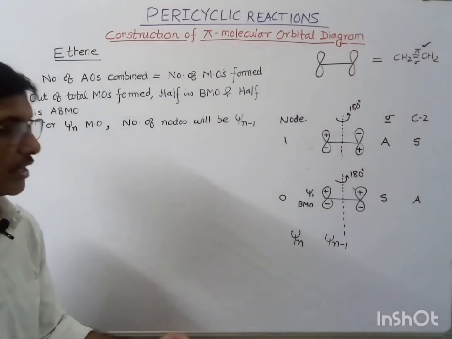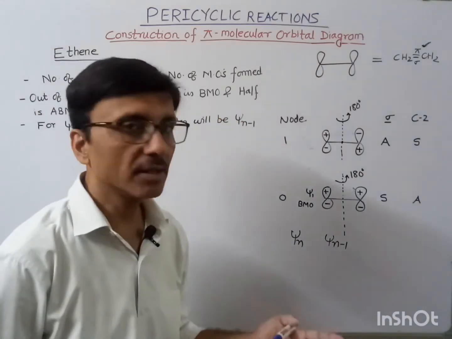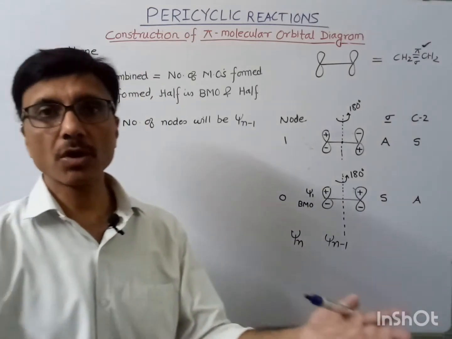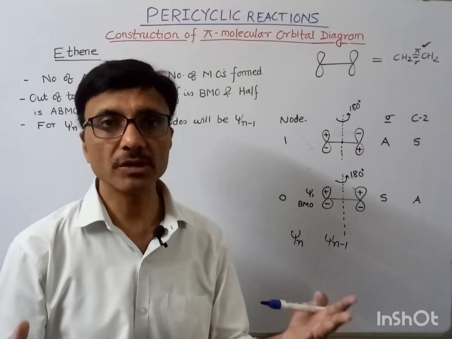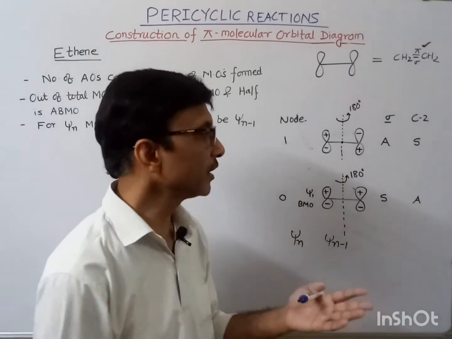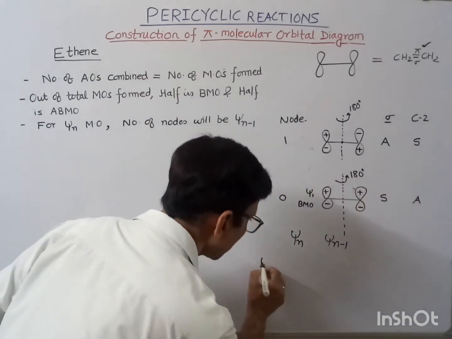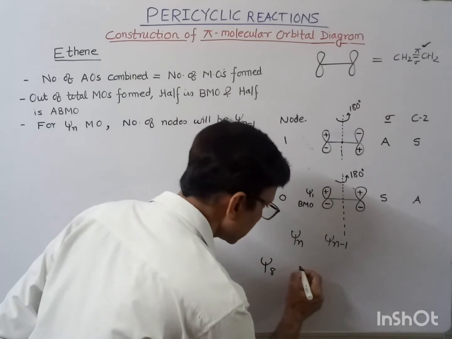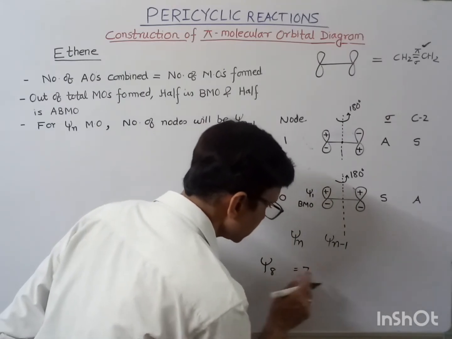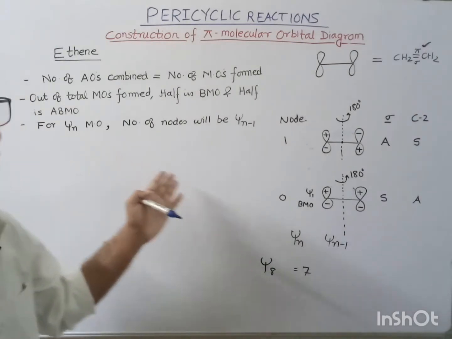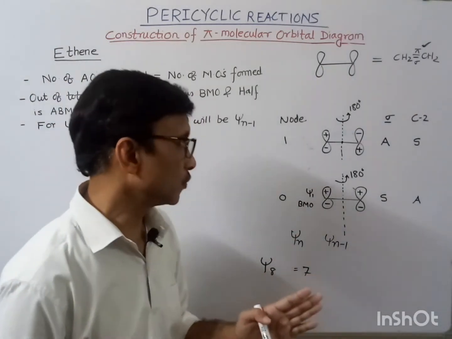So suppose you are asked what the number of nodes is for the fifth molecular orbital, then you will say the number of nodes is 4. What would be the number of nodes for the 8th molecular orbital, for psi 8? You will tell that the number of nodes is 7, that is 8 minus 1. So this rule you will see in other molecular orbital diagrams also.